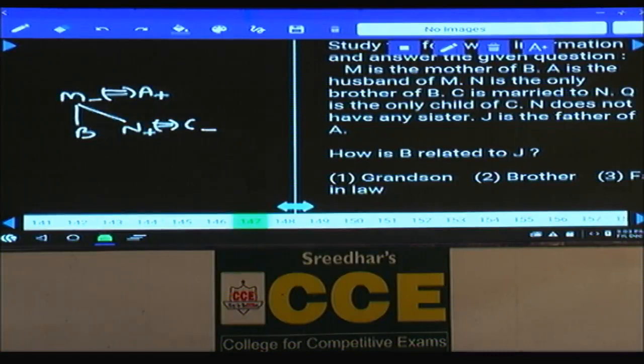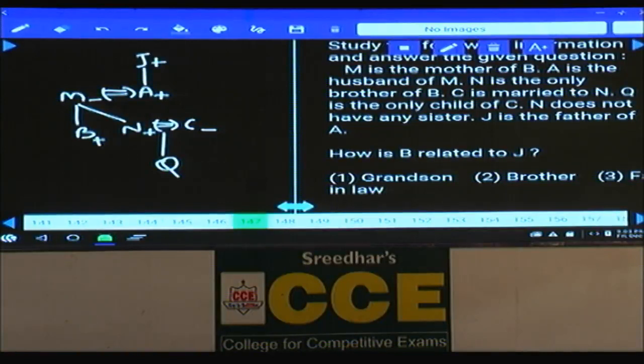Q is the only child of C. N does not have any sister. This person B is a male. And J is the father of A. This is the information provided.